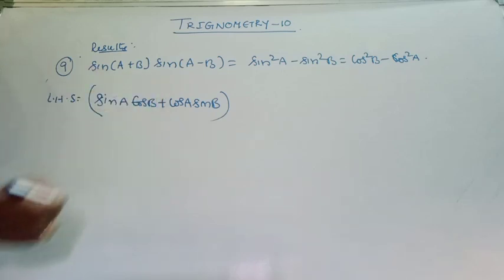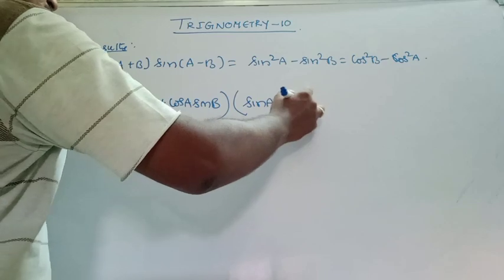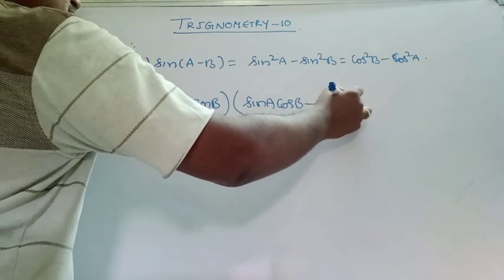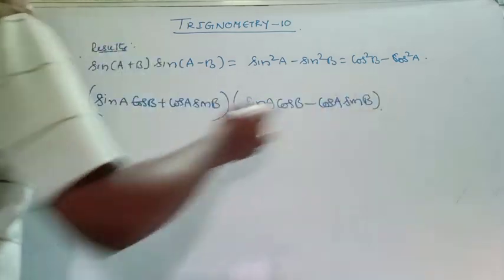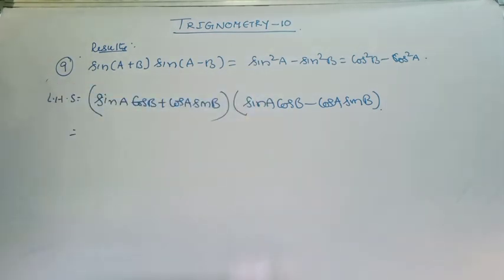Sin A cos B plus cos A sin B into, this is nothing but now sin A cos B minus cos A sin B, like this, right? This is what we have got. This is something like A plus B into A minus B, right? A plus B into A minus B.